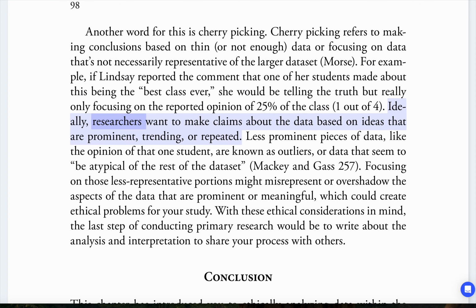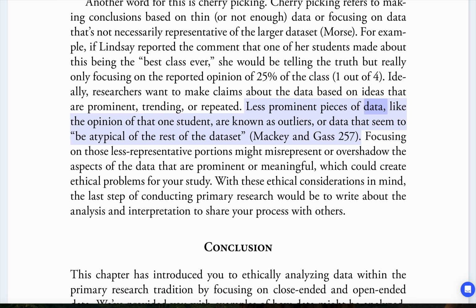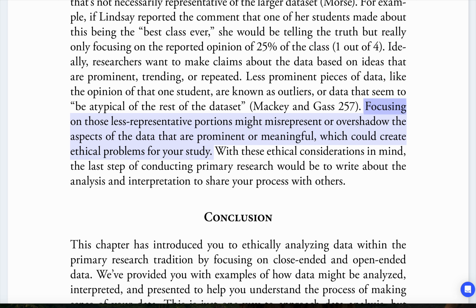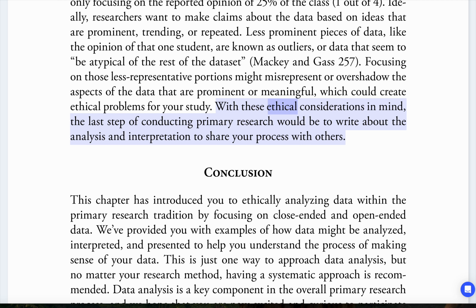Ideally, researchers want to make claims about the data based on ideas that are prominent, trending, or repeated. Less prominent pieces of data, like the opinion of that one student, are known as outliers, or data that seem to be atypical of the rest of the dataset. Focusing on those less representative portions might misrepresent or overshadow the aspects of the data that are prominent or meaningful, which could create ethical problems for your study. With these ethical considerations in mind, the last step of conducting primary research would be to write about the analysis and interpretation to share your process with others.